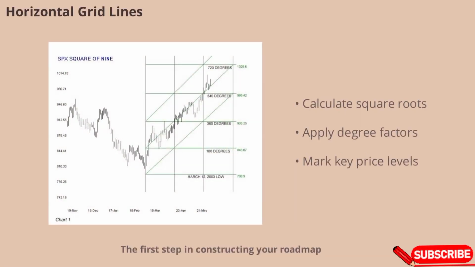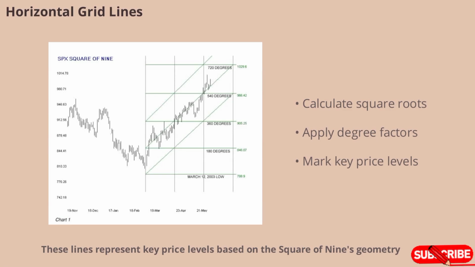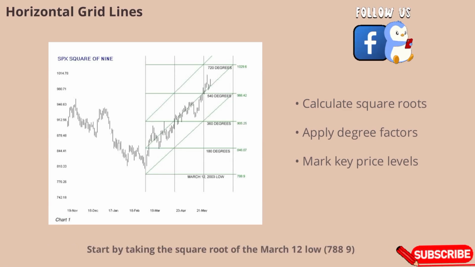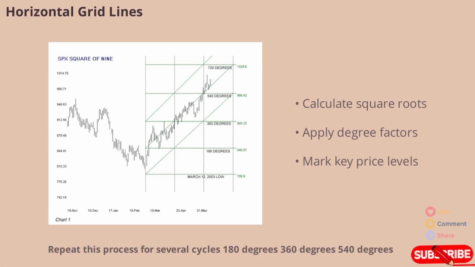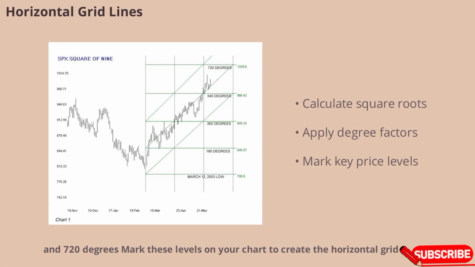The first step in constructing your roadmap chart is to calculate the horizontal grid lines. These lines represent key price levels based on the Square of 9's geometry. Start by taking the square root of the March 12 low, 788.9, then add the factor for 180 degrees from the degrees factor table. Square the result to get the next price level. Repeat this process for several cycles: 180 degrees, 360 degrees, 540 degrees, and 720 degrees. Mark these levels on your chart to create the horizontal grid.